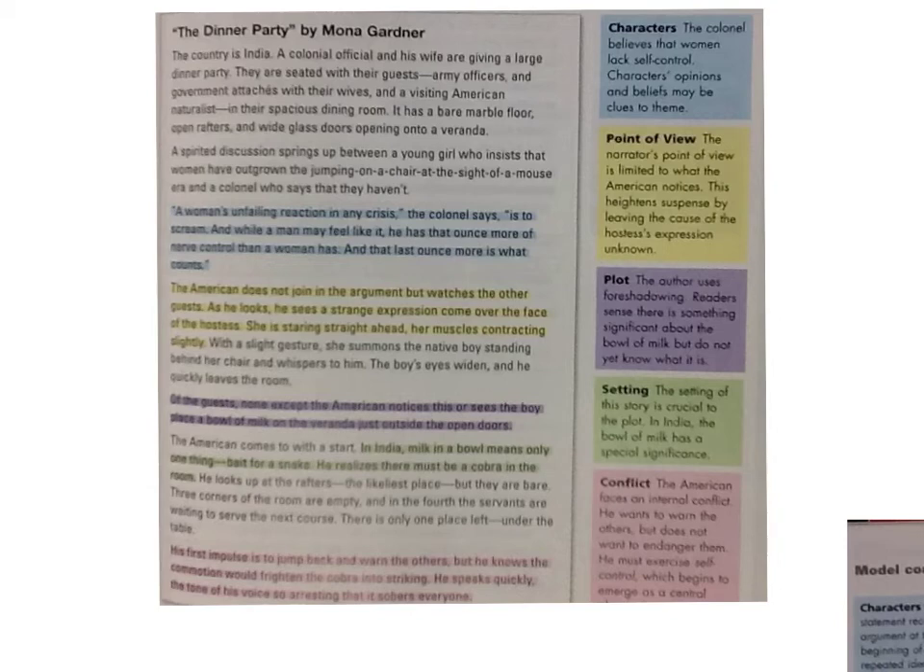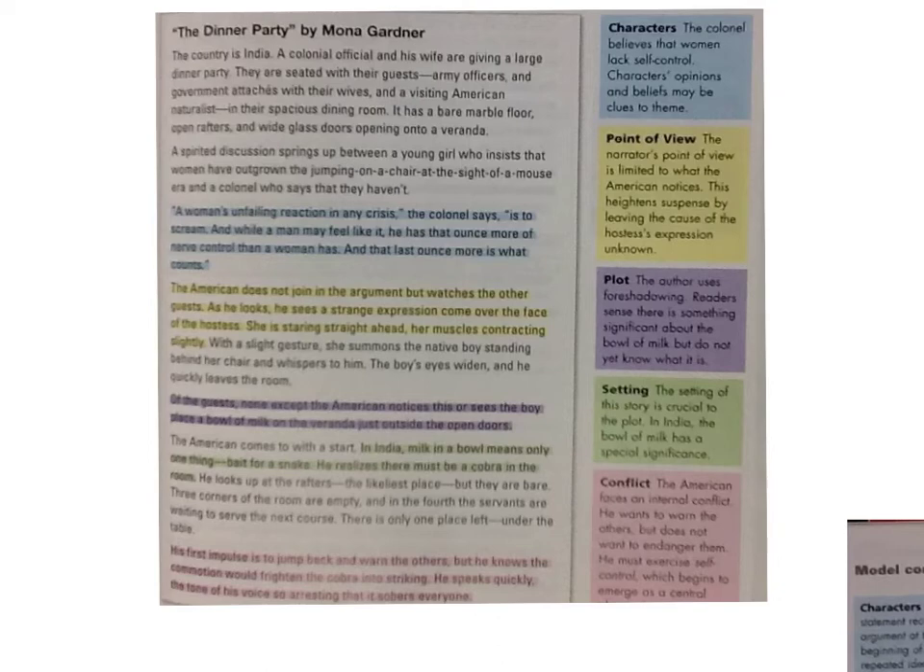In yellow, we've highlighted the American does not join in the argument but watches the other guests. As he looks, he sees a strange expression come over the face of the hostess. She is staring straight ahead, her muscles contracting slightly. The narrator's point of view is limited to what the American notices. This heightens suspense by leaving the cause of the hostess's expression unknown.